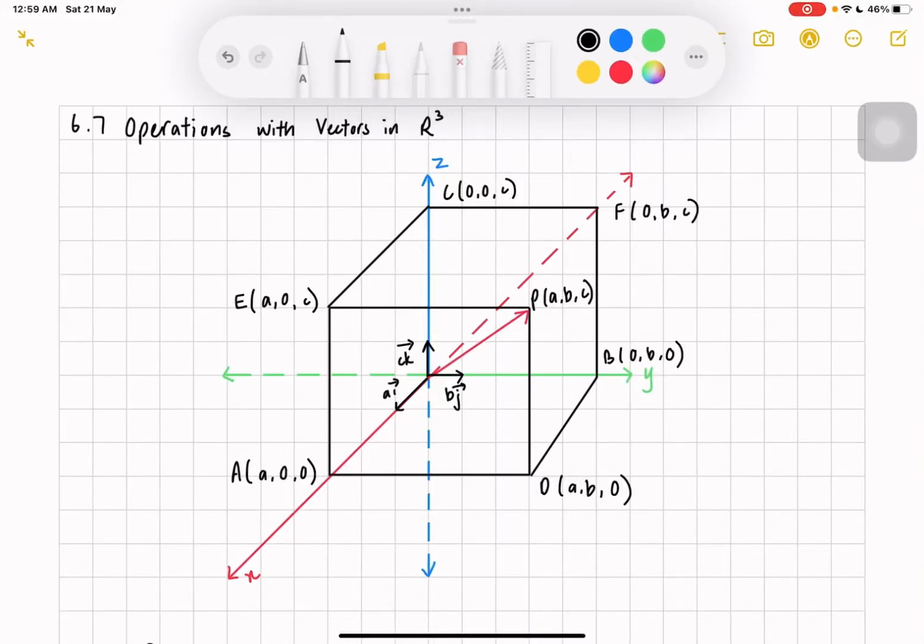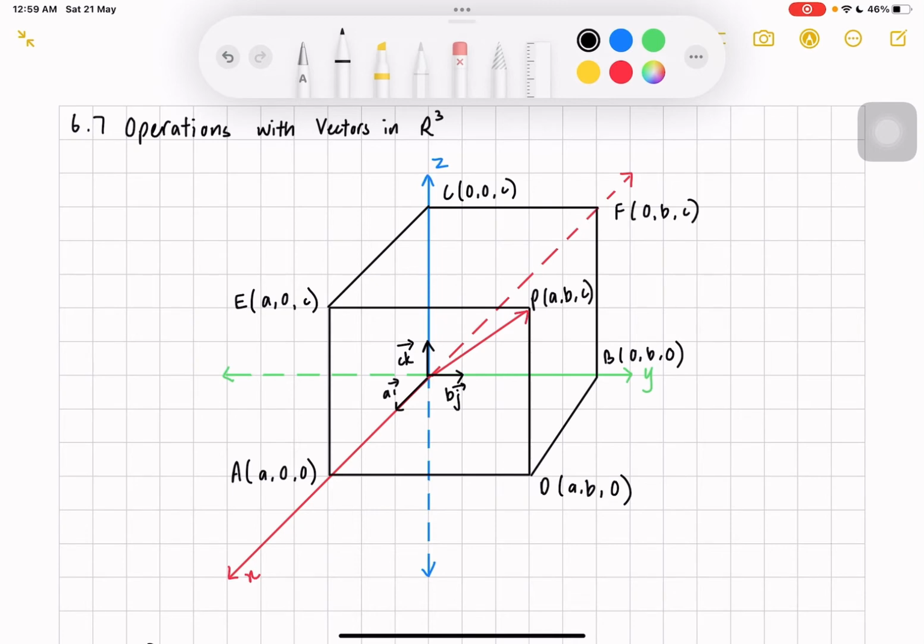6.7 Operations with vectors in R3. Now, vectors in R3 is just an extension from vectors in R2 with just an addition of a Z component. So let's say we have a point P here, and the position vector of OP will be A, B, and C.